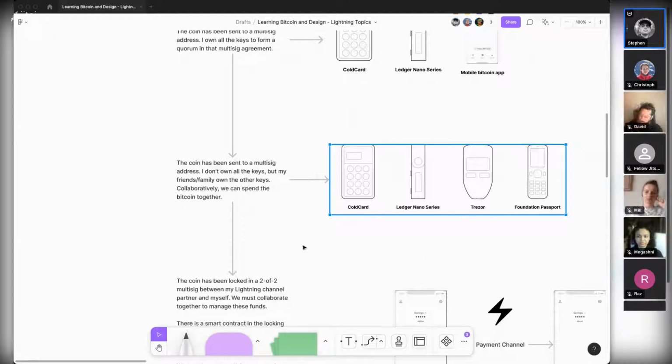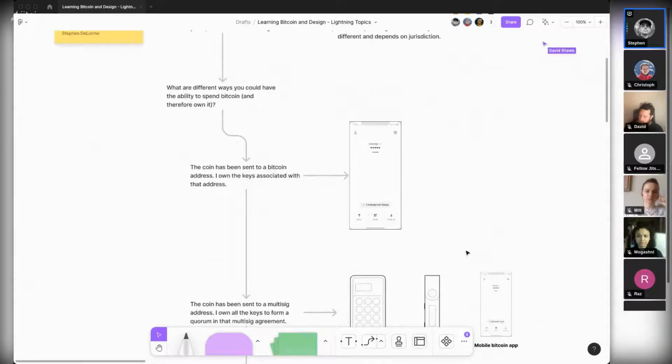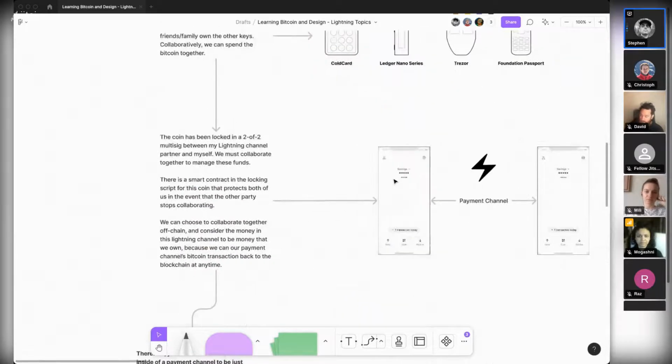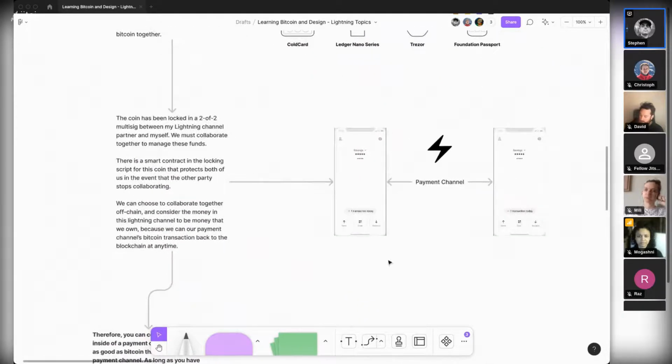So this is a situation where ownership of Bitcoin becomes a little more nuanced. It's not the same. It's a much different scenario than just I own the keys, so I own the coins. So then let's take that a step further and say, well, how would that look on Lightning?